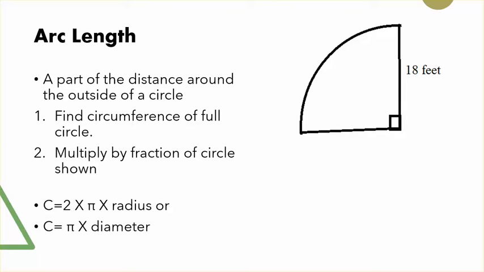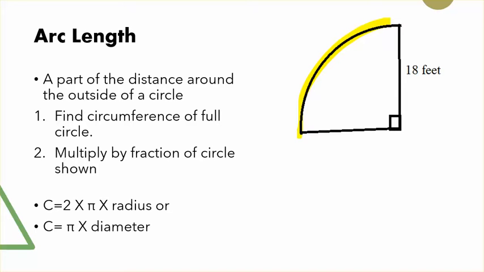The arc length is a part of the circumference, or part of the distance around the outside. So in this problem, it would be that yellow curve around the outside. If we want to find the arc length, we're going to start by using our past formula. We're going to find the circumference as if it was a full circle. Then we're going to figure out what fraction of a circle we have, and we're going to multiply the circumference by that fraction.